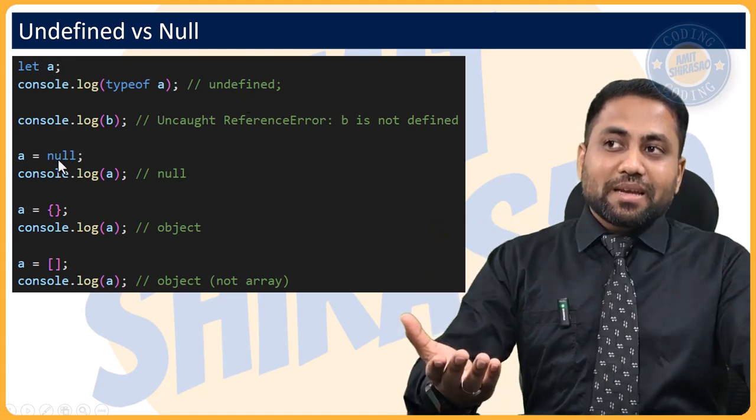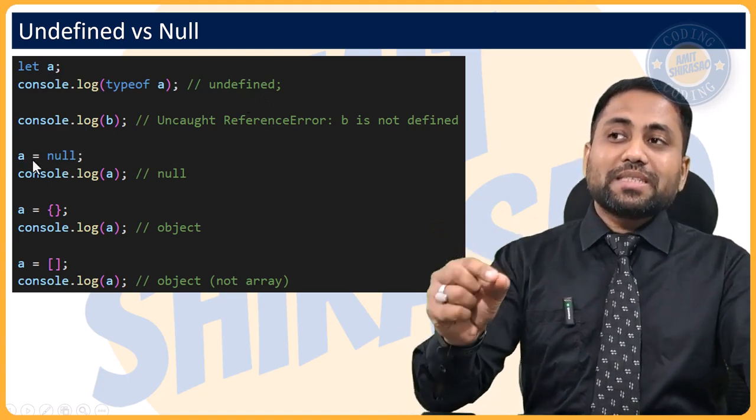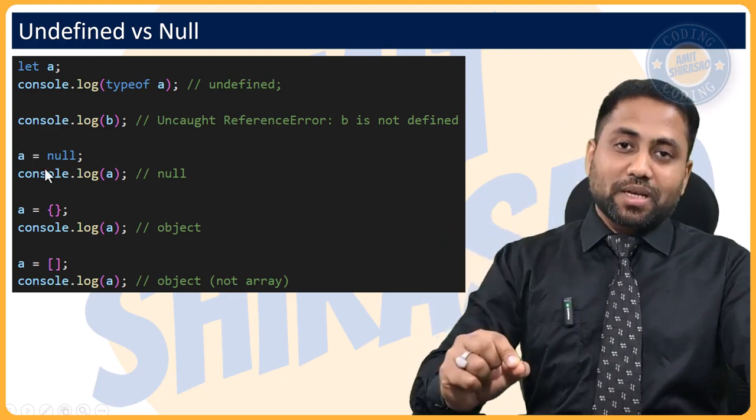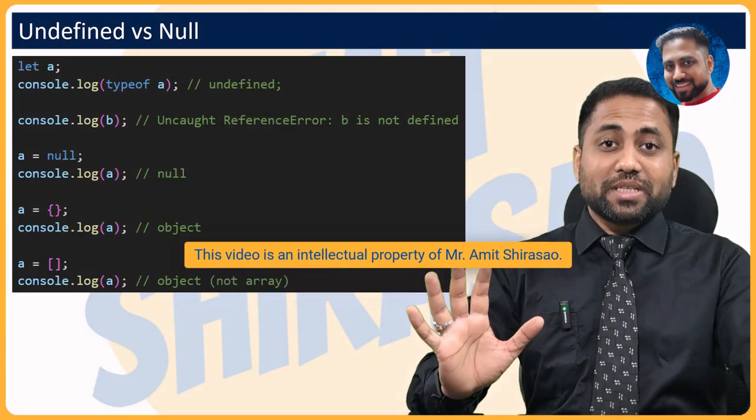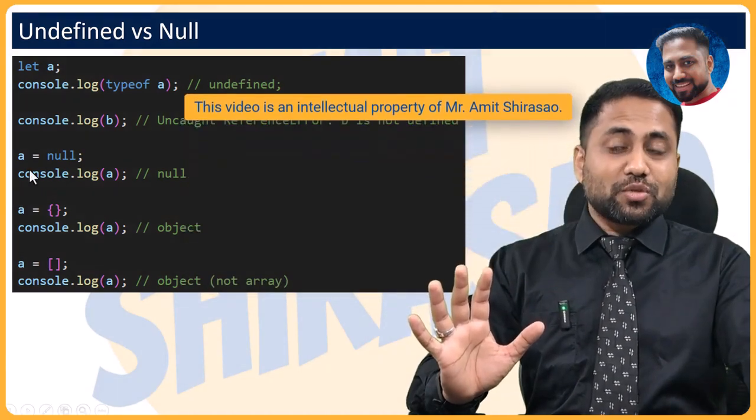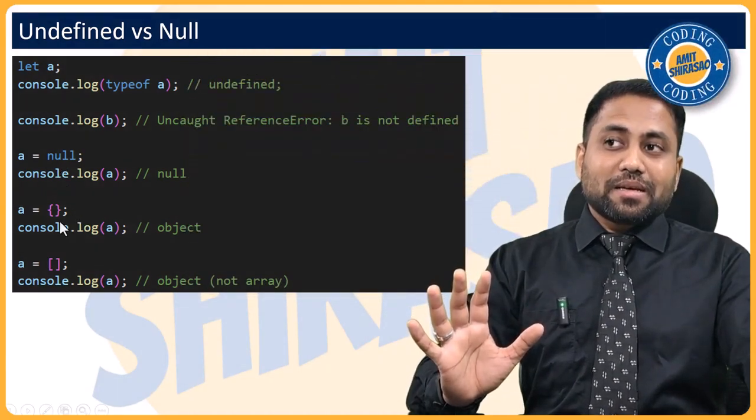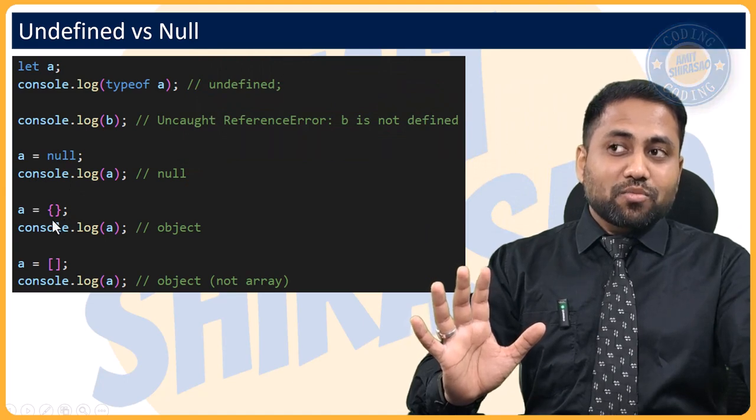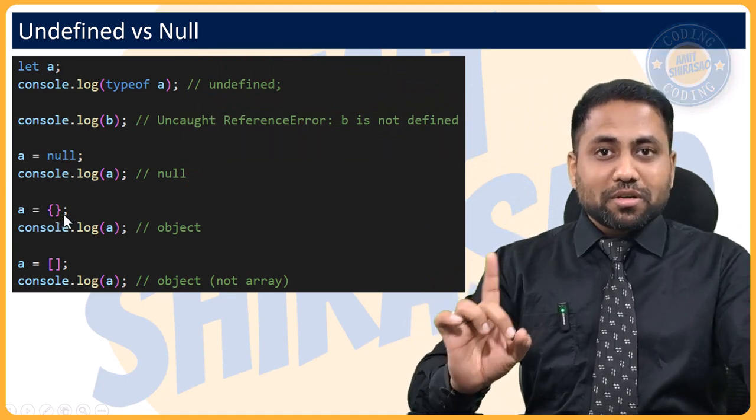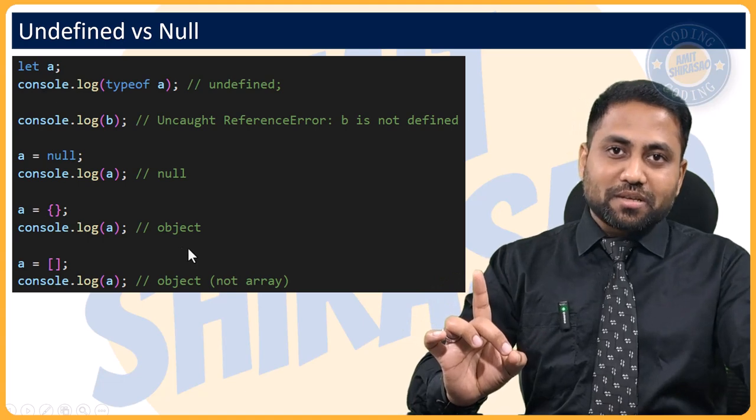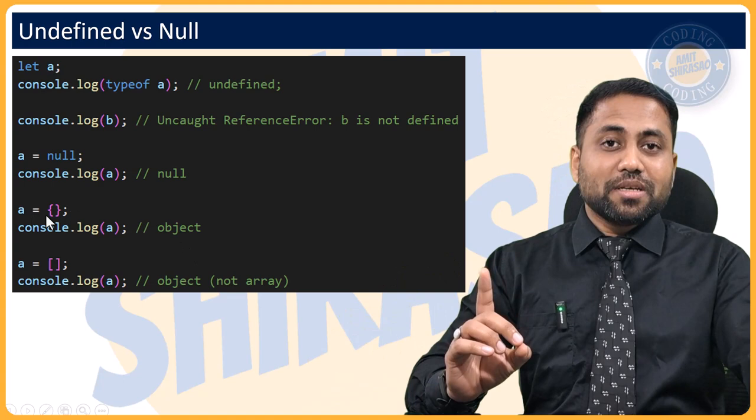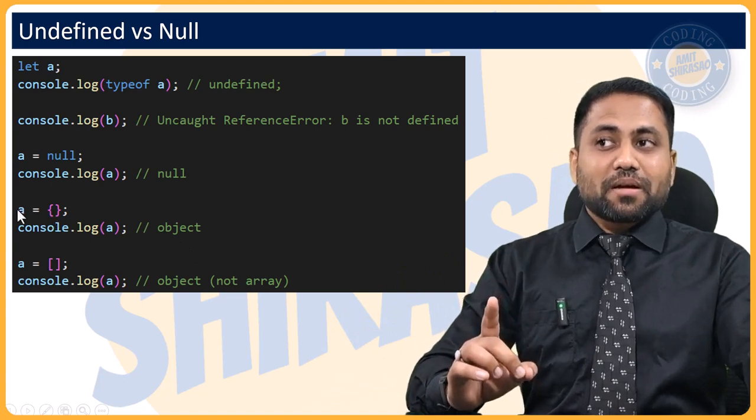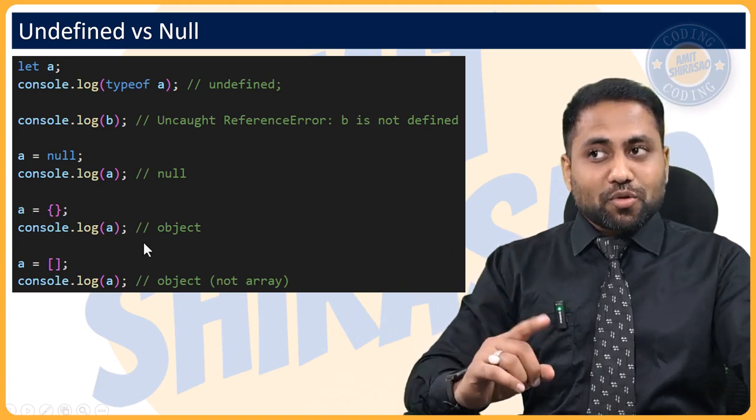For making it null, you have to explicitly say that a is equal to null. This is where the user is saying that it does not hold any value, it is null. This is what the user has to say. Even if you assign an empty object, it is not null, it is an object. The object is empty, that's okay, but the value assigned to it is an object, and that's why the data type of a is also object.